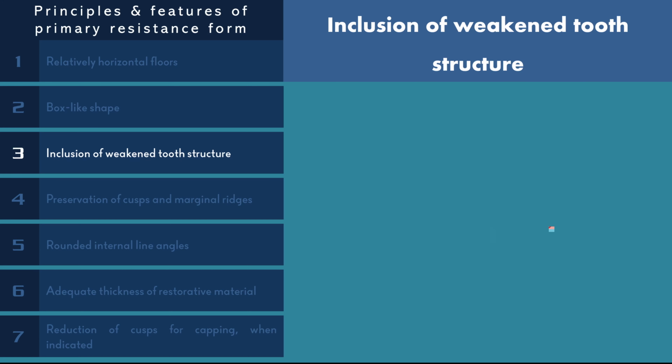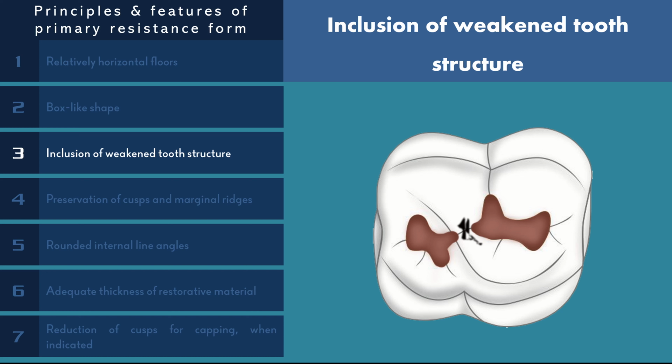The third principle states that all the weakened tooth structure should be included along with the tooth preparation. If a little tooth structure which is weak is left without removal, it can lead to fracture and can compromise the success of the restorative treatment.